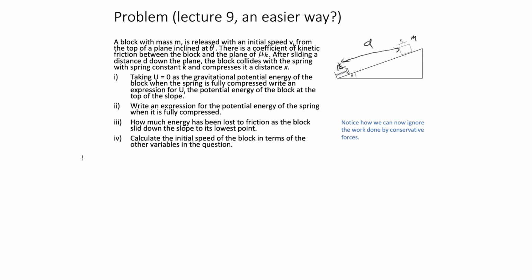So part 1 says taking u equals 0 as the gravitational potential energy of the block when the spring is fully compressed.